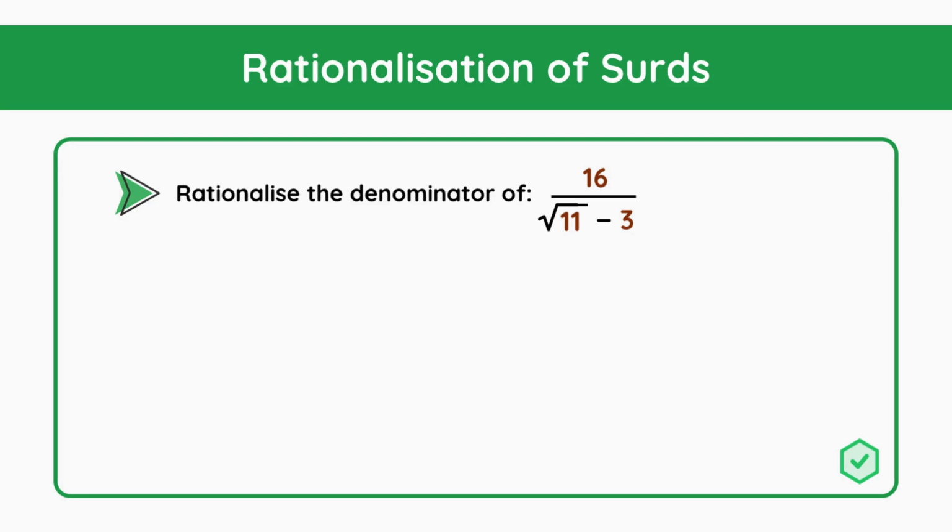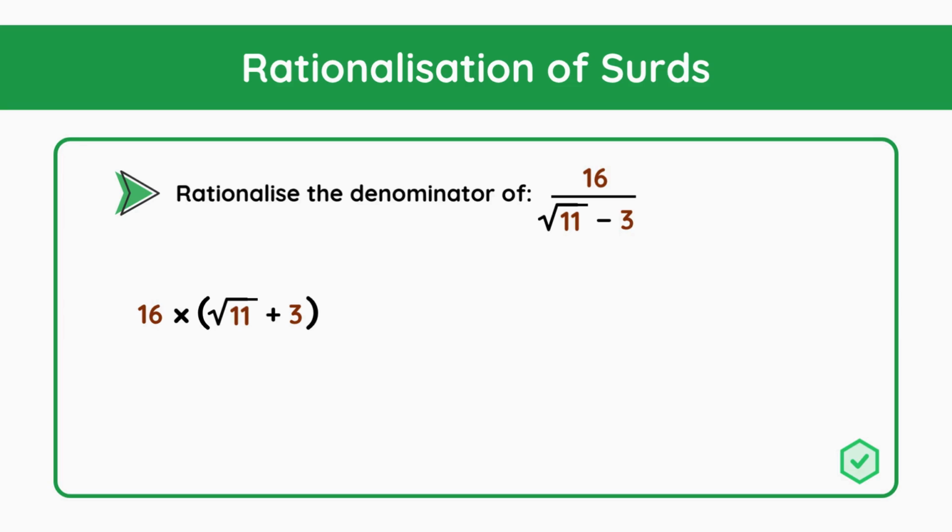We multiply the top and bottom by square root of 11 plus 3. Here is a useful tip for your exams. Do not expand the top immediately. Keep it factorized first. 16 times square root of 11 plus 3.